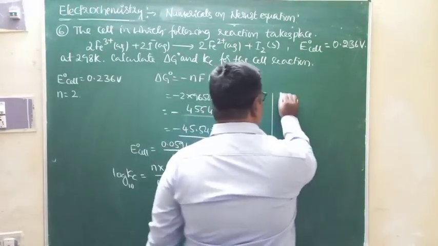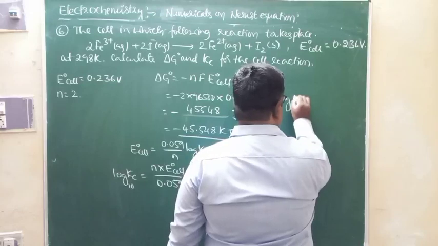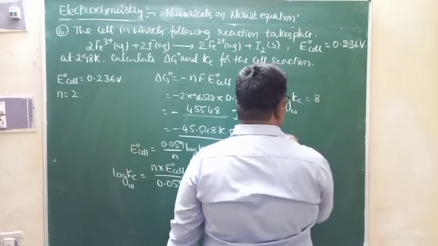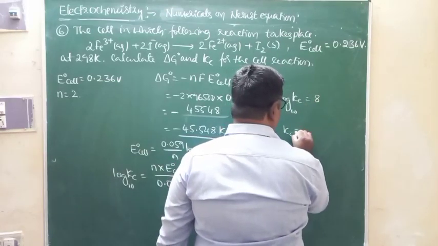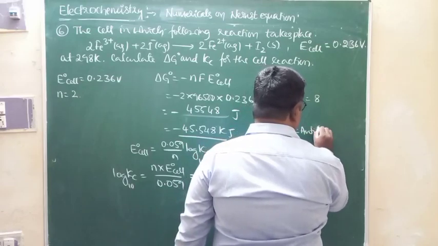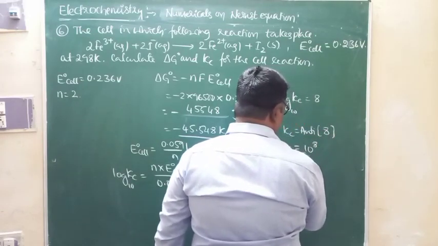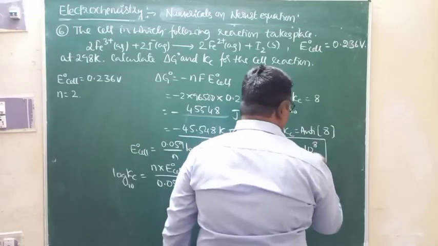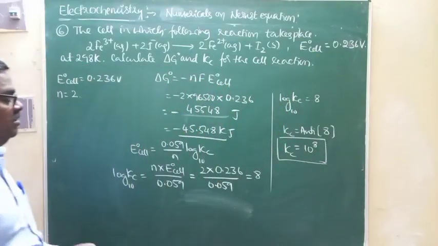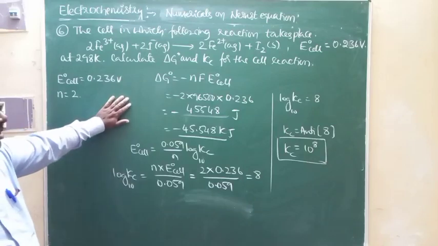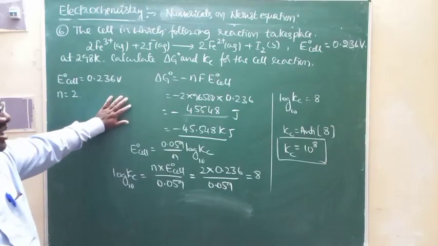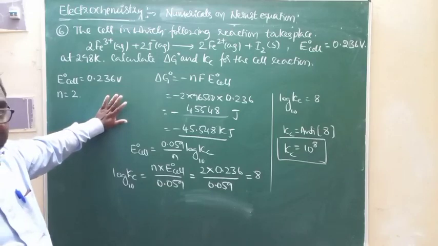Therefore, log to the base 10 of Kc is equal to 8, then Kc is equal to the antilog of 8, that is, 10 to the power of 8. So this is the Kc value, 10 to the power of 8. This is the calculation of Kc and delta G naught as far as problem number 6 is concerned, so note it down. We'll go to the next problem.